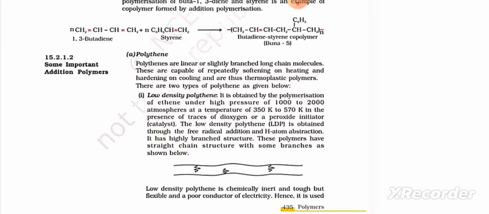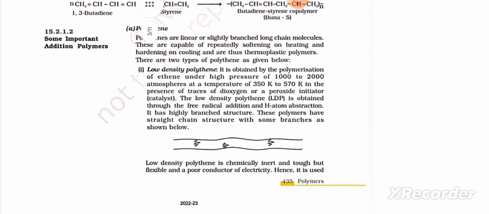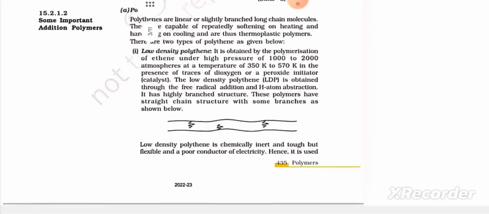Section 15.2.1.2. Some important addition polymers. First is A. Polythene. Polythenes are linear or slightly branched long chain molecules. These are capable of repeatedly softening on heating and hardening on cooling, and thus are thermoplastic polymers. There are two types of polythenes given below.